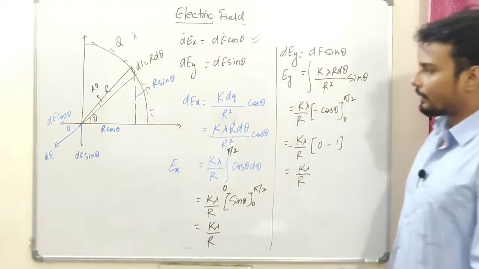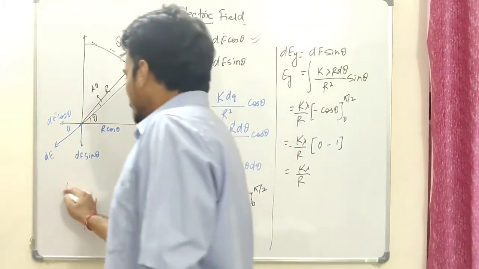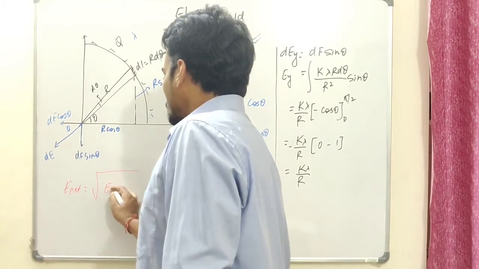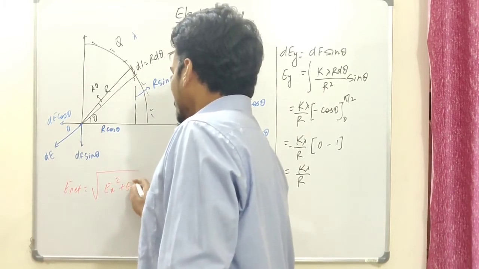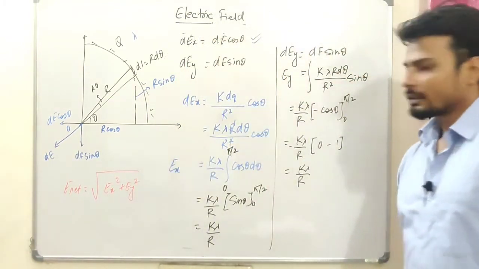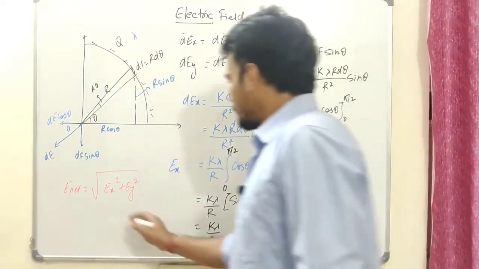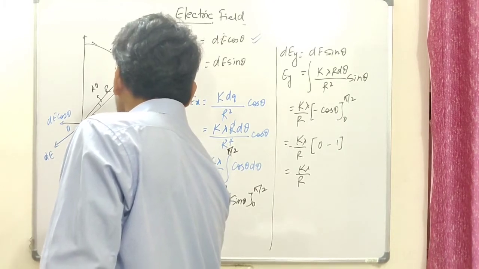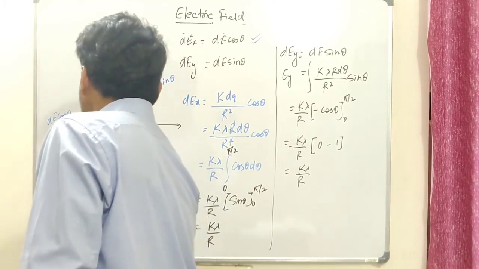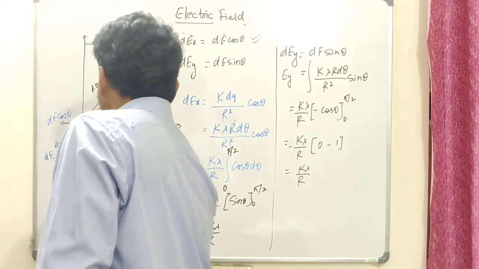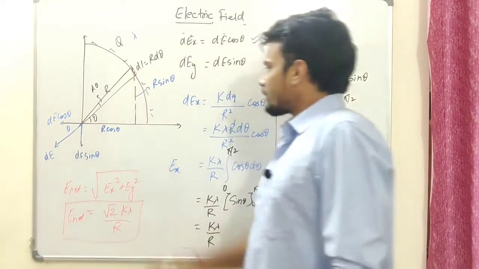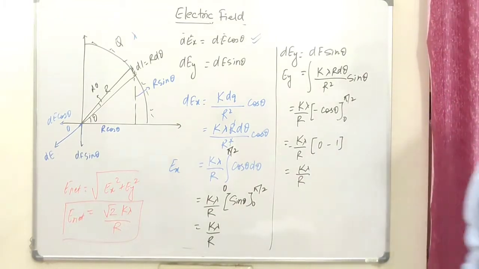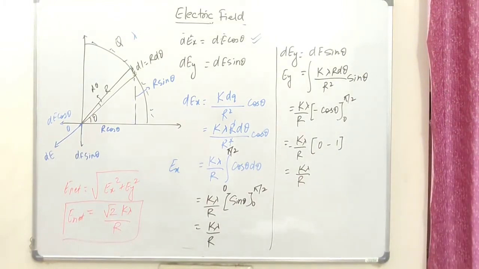So the net field should be the root of Ex whole square plus Ey whole square, simple as that. That is root 2 times k lambda over r, and that is your net field at this point O, or the origin, because of this quarter of a ring. The process remains the same in all cases, be it a quarter of a ring or a ring of any angle.